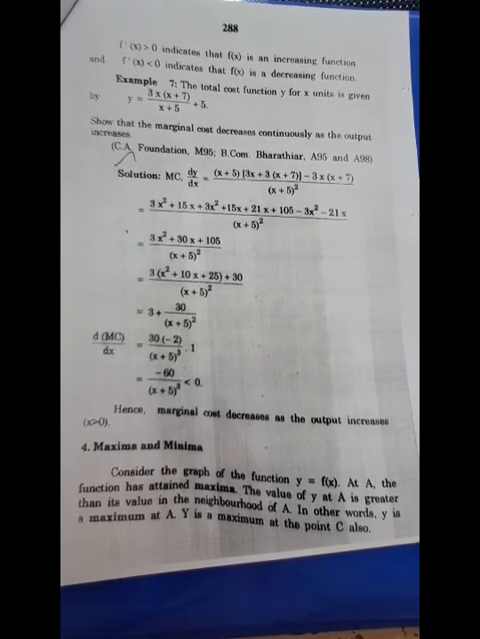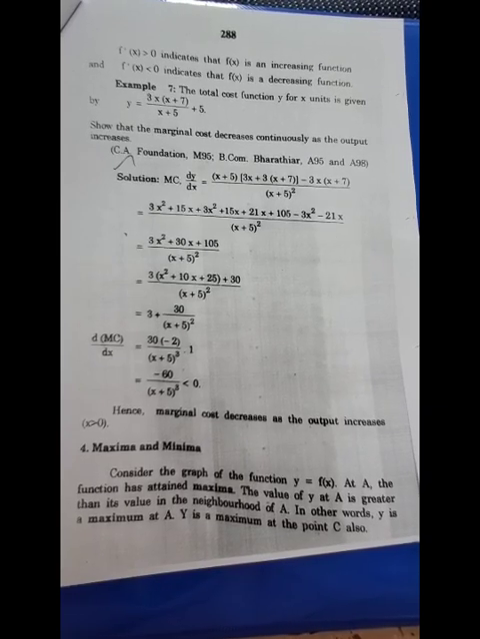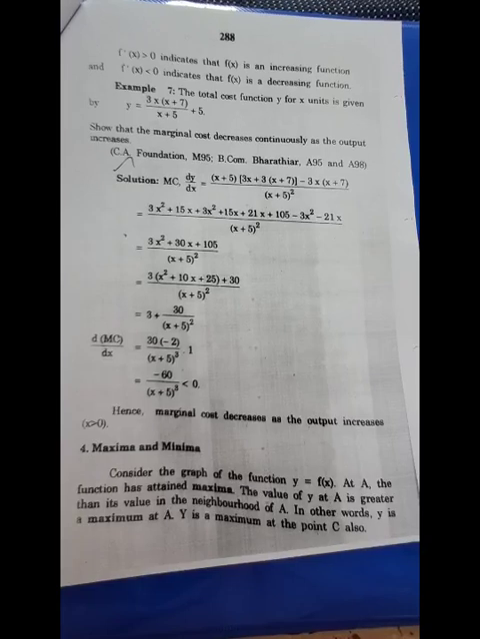Example 7. The total cost function y for x units is given by y is equal to 3x into x plus 7 divided by x plus 5 plus 5.